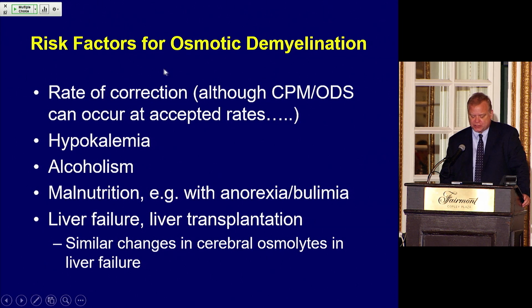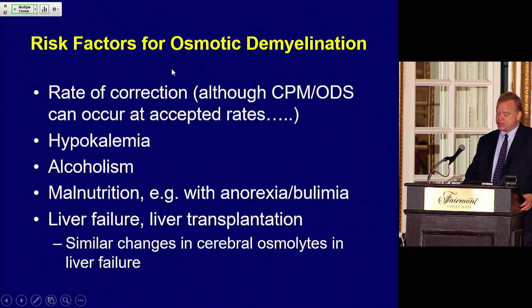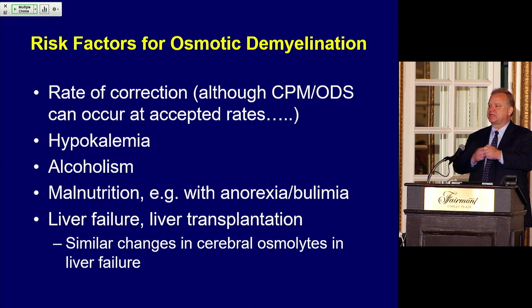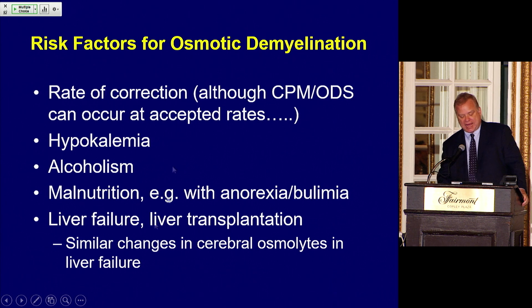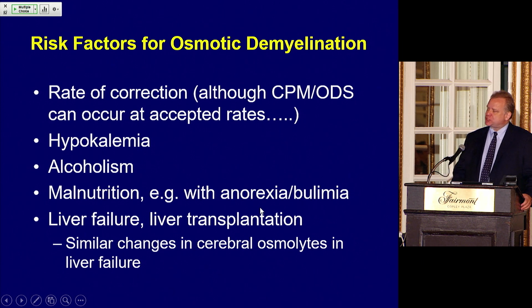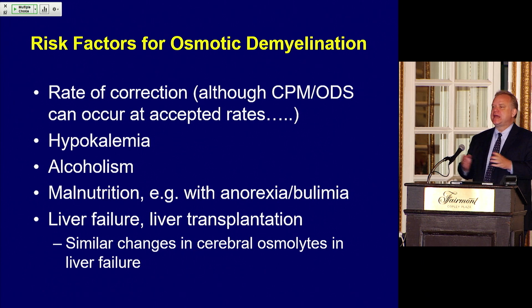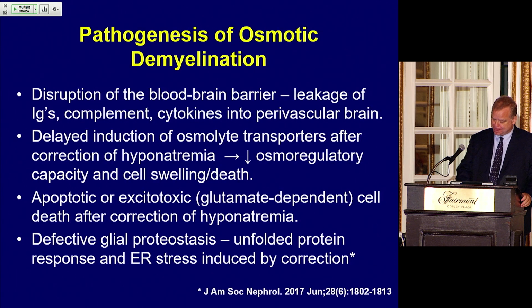So the risk factors are the rate of correction of serum sodium, hypokalemia, partly because if you correct potassium, sodium will go up because of an exchange mechanism, alcoholism for many mechanisms, malnutrition, liver failure, liver transplantation, interestingly. You get the similar changes in cerebral osmolytes in liver failure, and if you rapidly correct that by giving a new liver, patients can get osmotic demyelination.